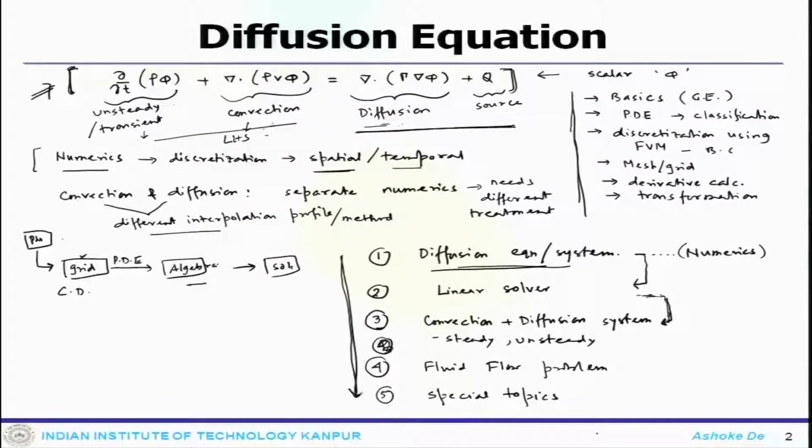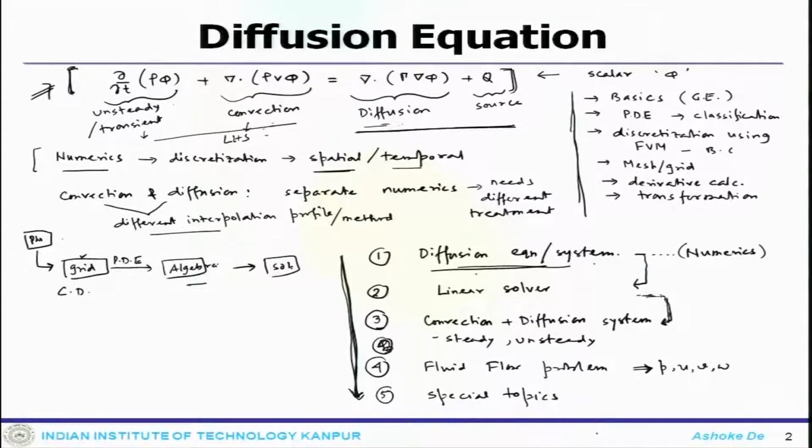And as we move along this line, in the top down approach, whatever we do in the diffusion system and the linear solver would be directly applicable or required in the convection diffusion system. And then once we are done with the convection diffusion system, we will move to the fluid flow problem, where you need all the primitive variables like pressure and velocity, and all this coupling is required. So, that is another challenge where we will see how to handle those kinds of variables, and then we will move to some special topics and do the conclusion.